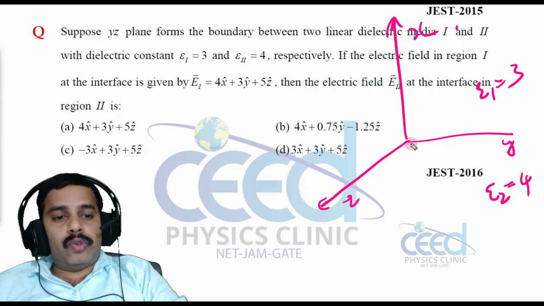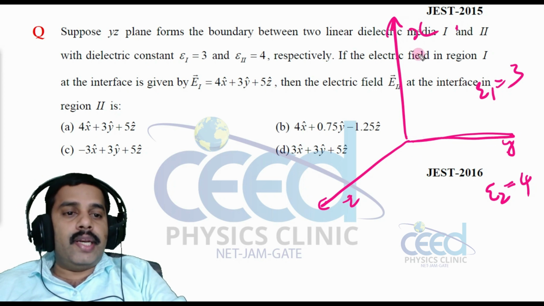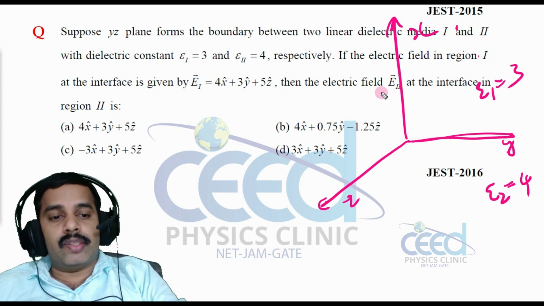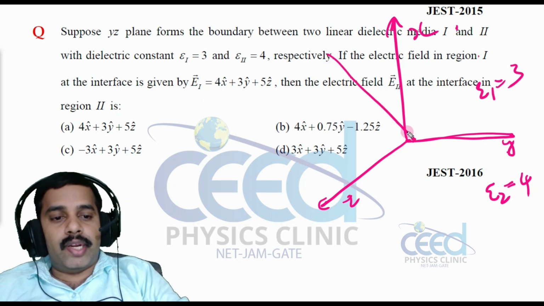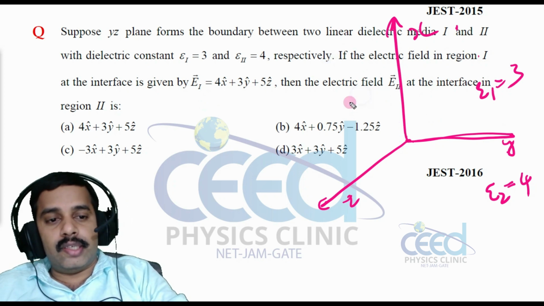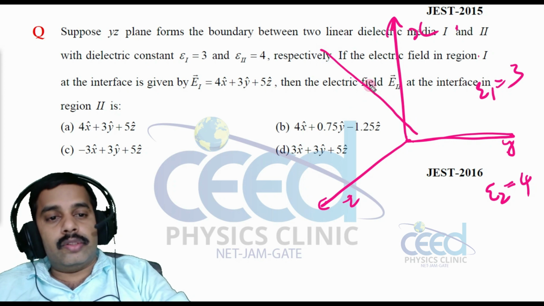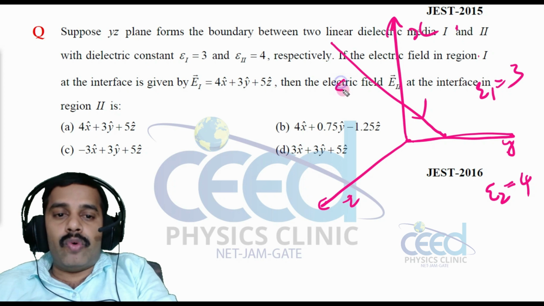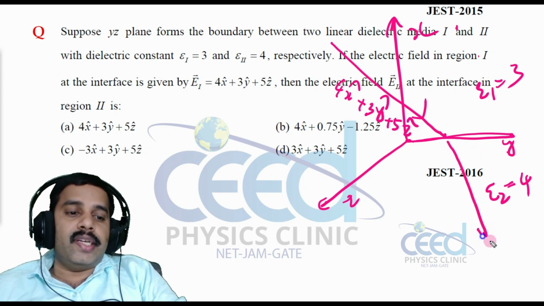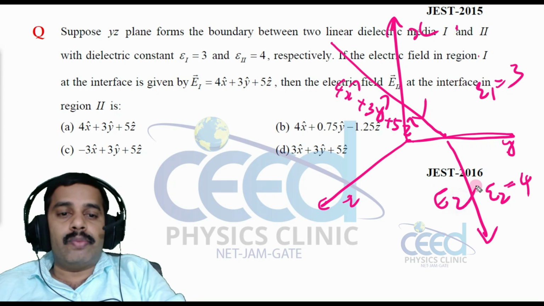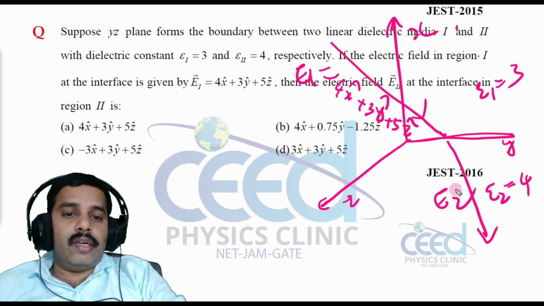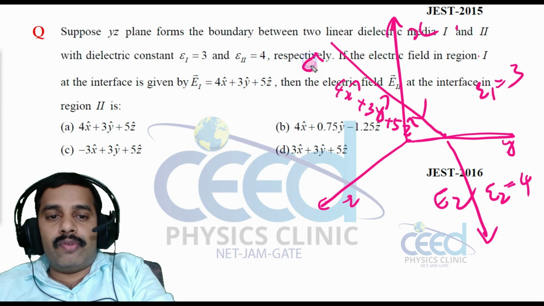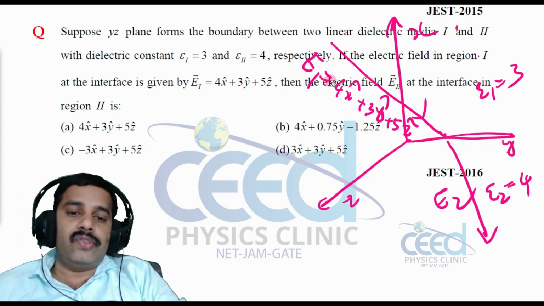Now suppose the electric field in region 1 at the interface is given. Suppose at this interface you have an electric field like this, right? So you can represent an electric field anywhere as 4x cap plus 3y cap plus 5z cap. Now what is the electric field at this region? E2. This is my E1. So what will be the electric field at this region?